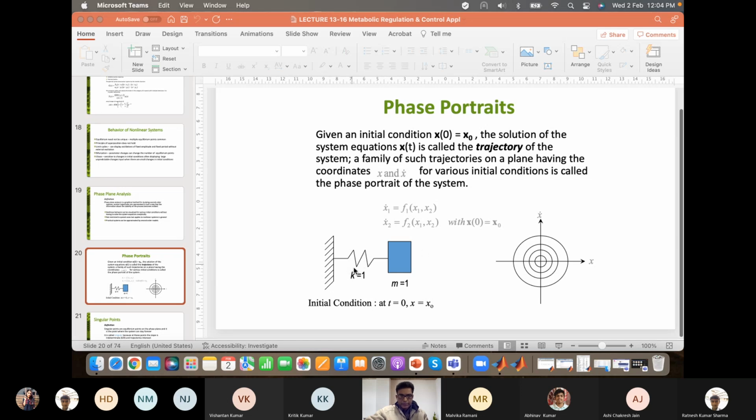And what we find here is that if we have a Hookean spring with k equal to 1 and a mass equal to 1, then the trajectory just depends upon the initial value. So if x is equal to x0, let's say if x0 is this one, then it will be one circle like this. If x0 is this point here, then that is another circle there. Okay. So this is nothing but a simple harmonic oscillator.